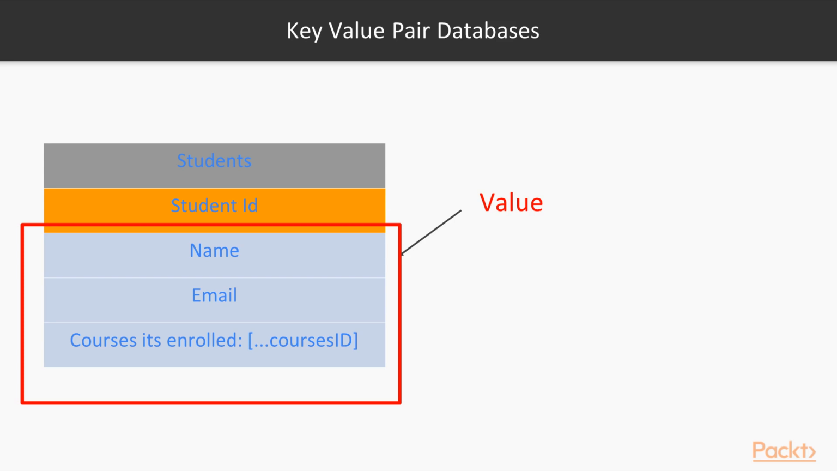In a key-value database, the schema is nonexistent, so some students might not have an email, and some students might have a social security number, and we can add that information as we want in our database.